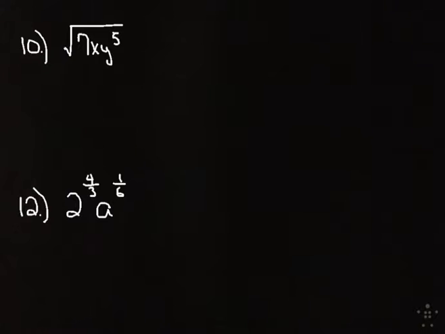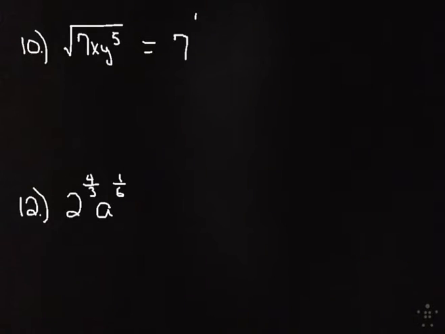Moving on to question number 10, it says convert each radical to exponential form. So I'm not trying to simplify here. The only thing I'm trying to do is convert it to exponential form with exponents. So what's the index to this particular problem? Well, it's the square root, so the index is a 2. So this is simply 7, and it's to the 1/2 power, and it's x to the 1/2 power, and it's y to the 5/2 power. So the only thing I was asked to do on question number 10 is change from radical to exponential.